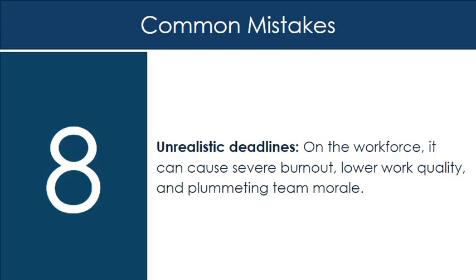Mistake 8. Unrealistic deadlines. On the workforce, it can cause severe burnout, lower work quality, and plummeting team morale. And when implementing corrective actions, it can turn the process into a paper drill with no measurable effectiveness. Effective corrective actions will take as long as they take. Instead of rushing, implement immediate actions to minimize the issue until the full corrective and preventive action plan is implemented. Corrective and preventive actions should have realistic deadlines that account for complexity, resources, purchasing, engineering, validation, and training.